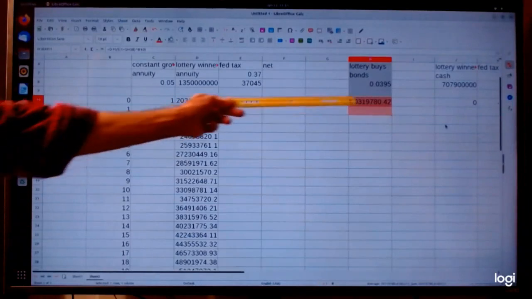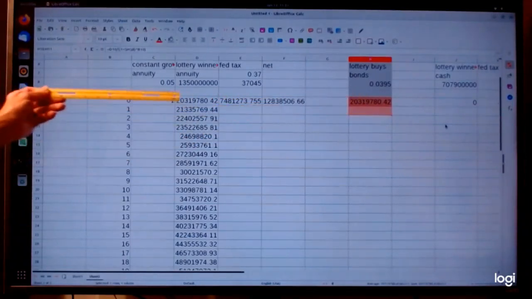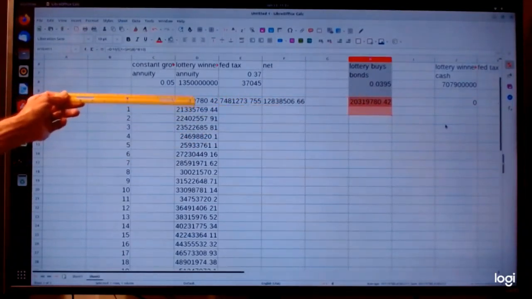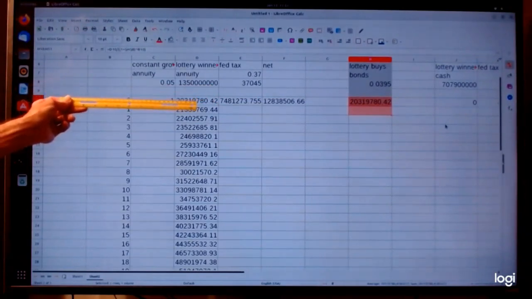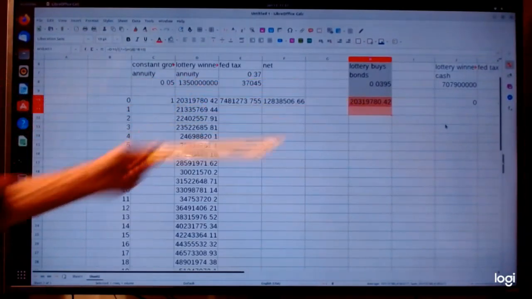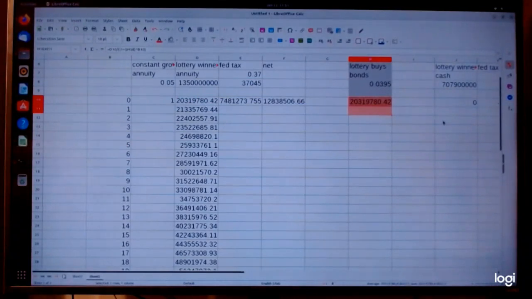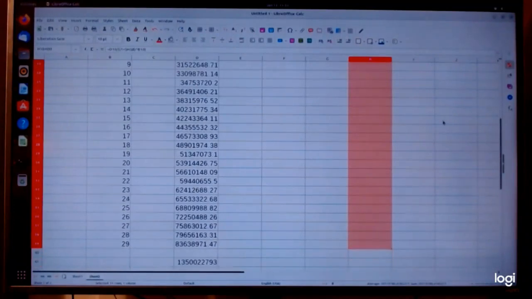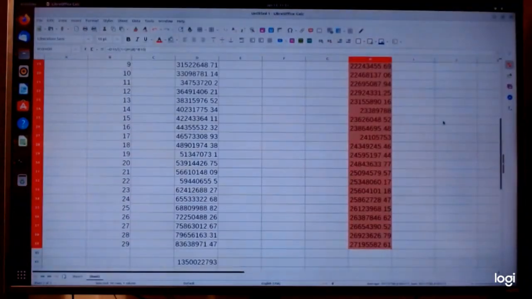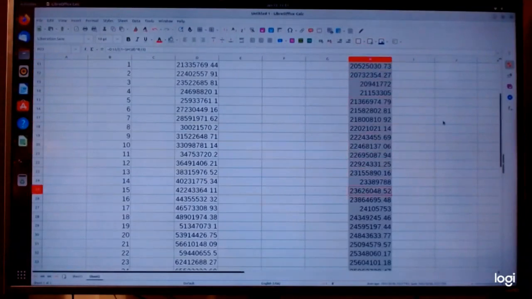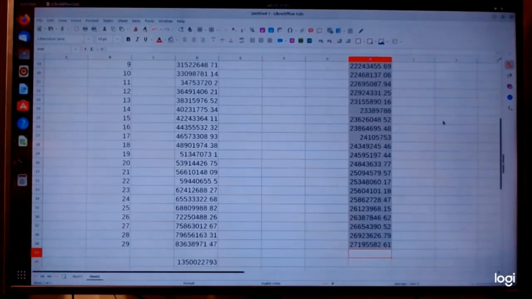Because we know that first payment, that was what we figured out for the lottery. We figured out the first payment, and now let's figure out the bonds, how we purchase the bonds. All right, and let's check our work. Sum of H10 through H39.